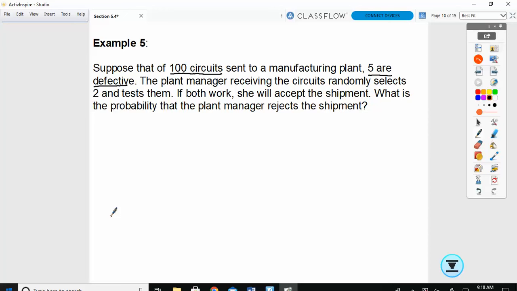So would it be easier to find the probability that they both work, or the probability that the first one doesn't, or the second one doesn't, or they both don't? Probably easier to find the probability that they both work. And then how would I get the probability that she rejects it from there? Complement, 1 minus. Okay. So the probability of rejecting is 1 minus the probability that she accepts. So let's find the probability of accepting.